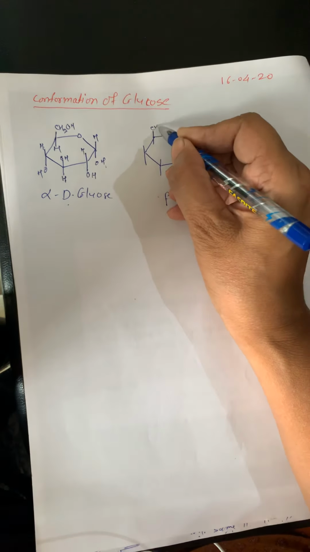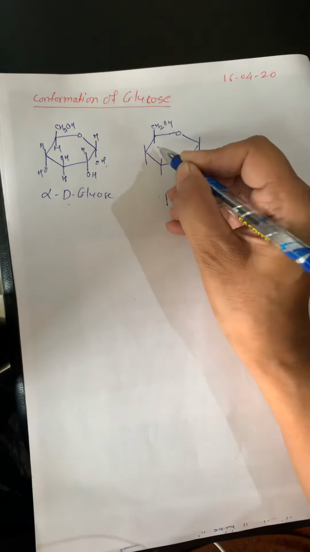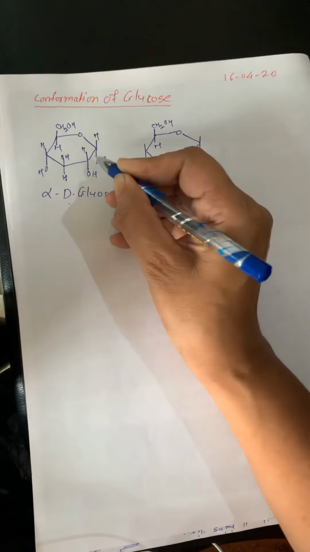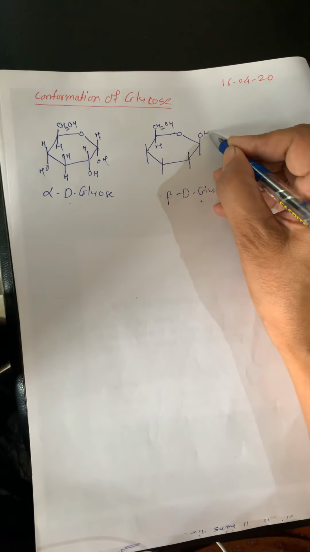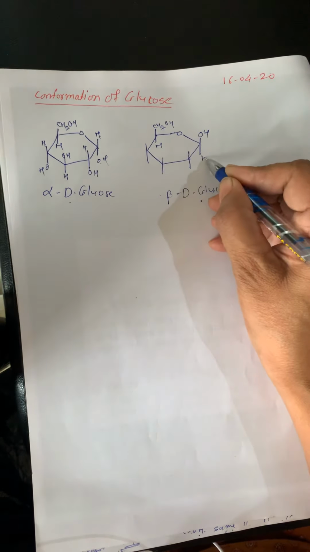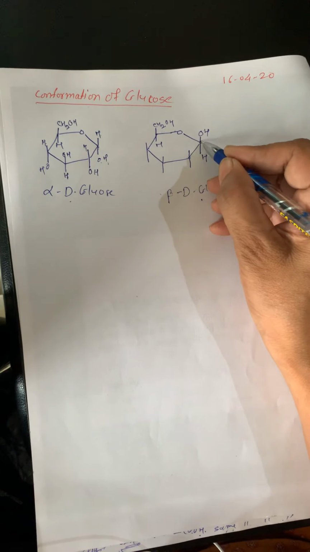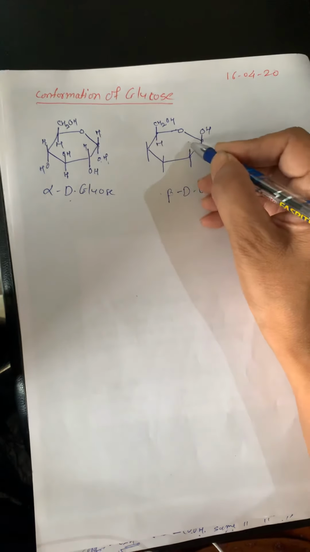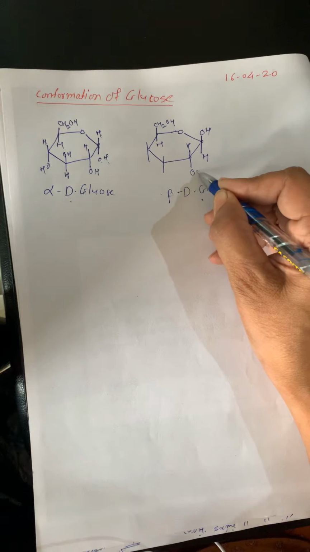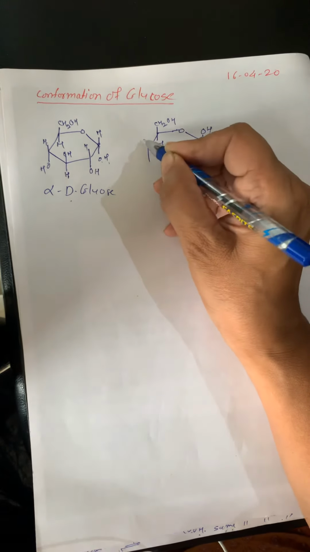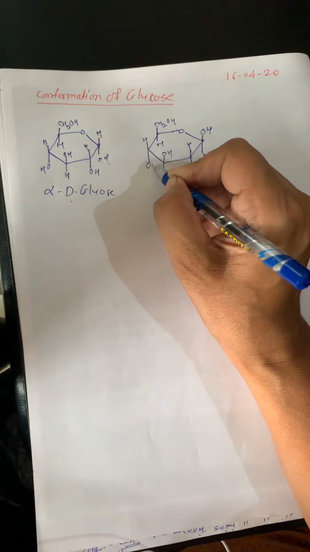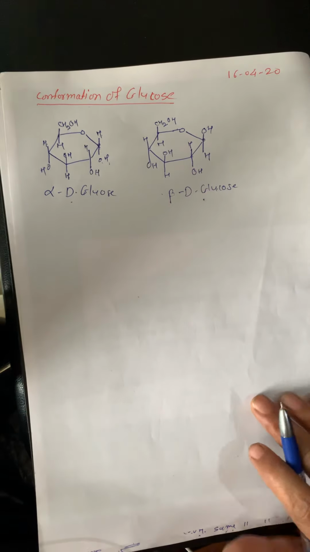That means here CH2OH, then H. Here there is a change in the case of beta glucose. Here in place of H there is OH, in place of OH there is H. There is only a difference at this position, at the first carbon atom. The remaining structure is the same: H, OH, then here OH, then H, then H, then OH. This is the beta glucose.